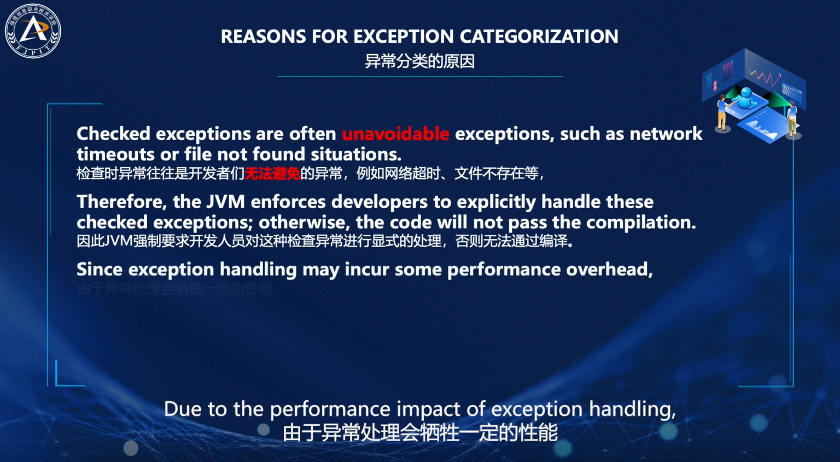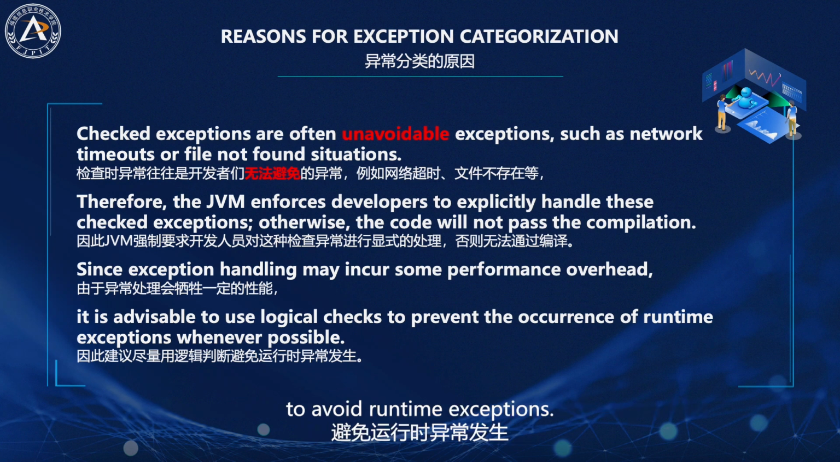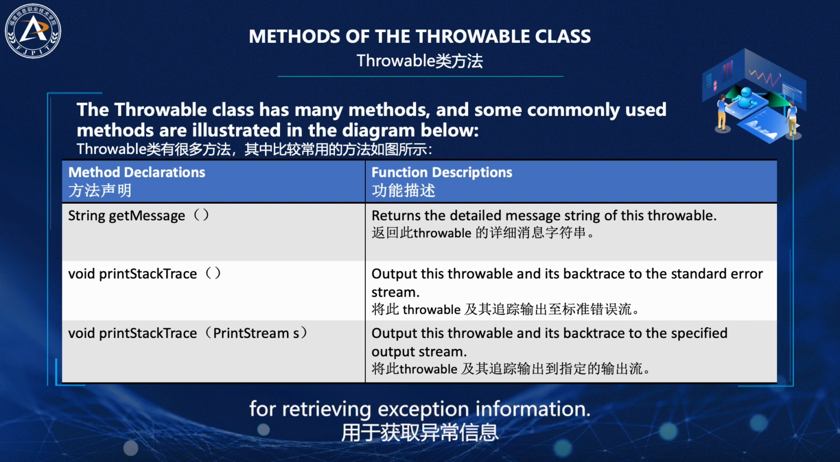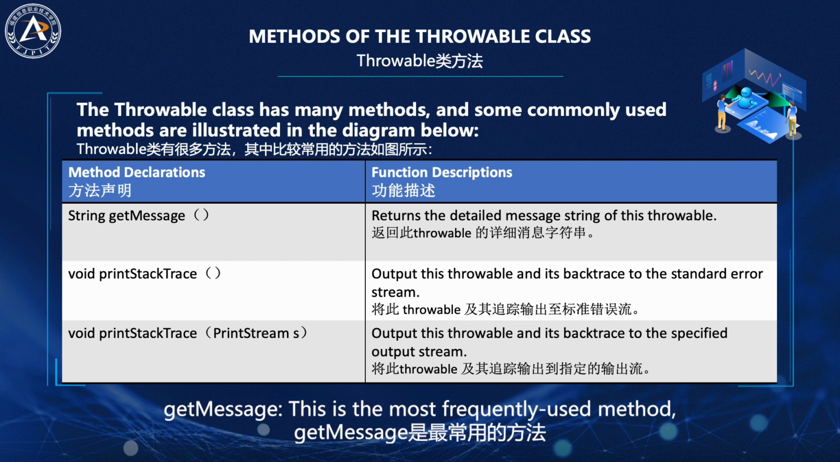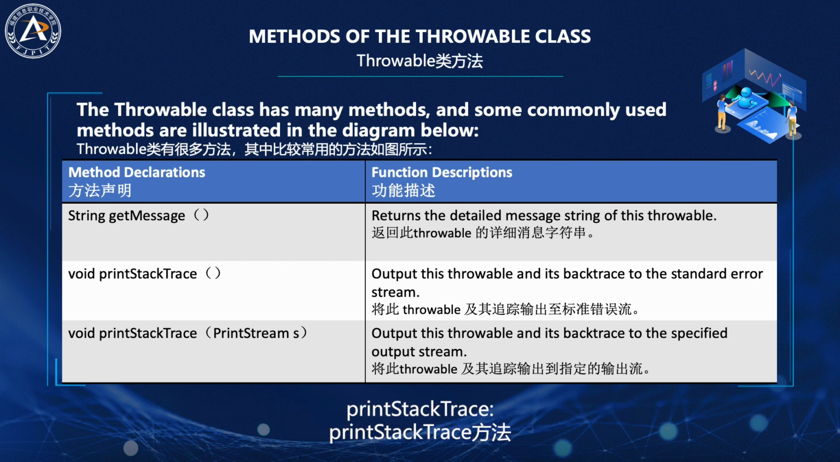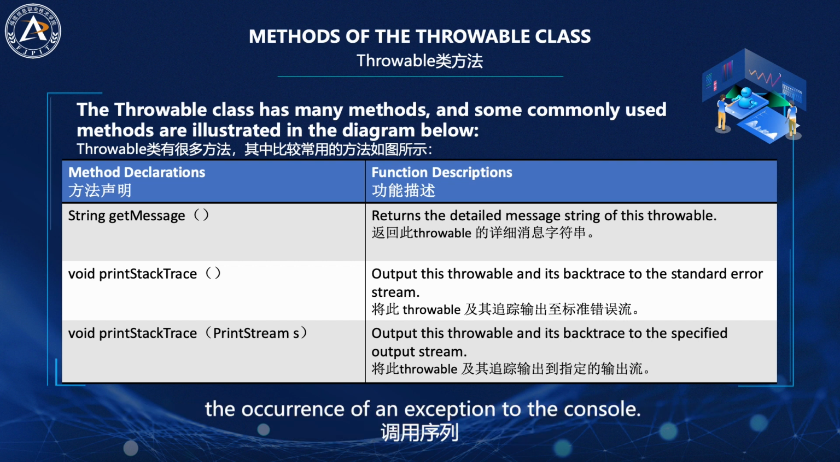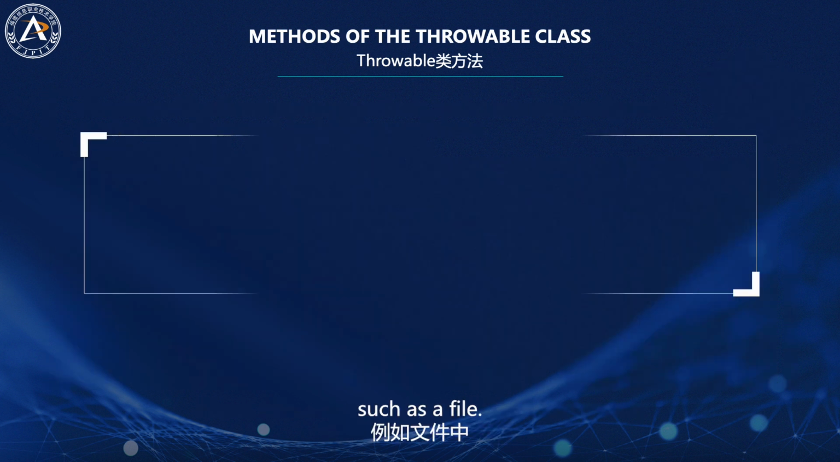Due to the performance impact of exception handling, it is recommended to use logical checks as much as possible to avoid runtime exceptions. The Throwable class defines many methods for retrieving exception information. The table below lists some common methods. getMessage. This is the most frequently used method, which retrieves the detailed description of the exception. printStackTrace. This method can output the sequence of method calls that cause the occurrence of an exception to the console. It can also output the information of the sequence to a specified output stream, such as a file.